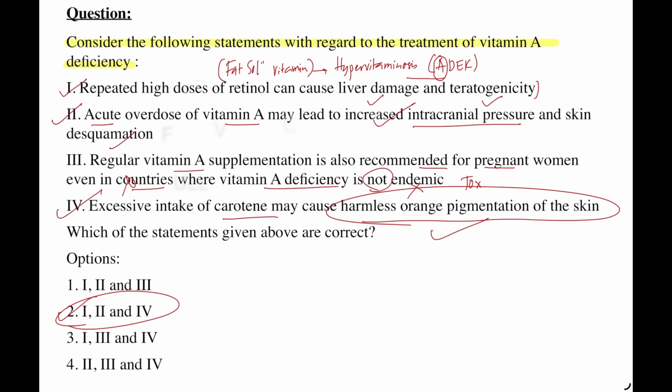Right? Yeah. So this harmless orange pigmentation is known as hypercarotenosis.